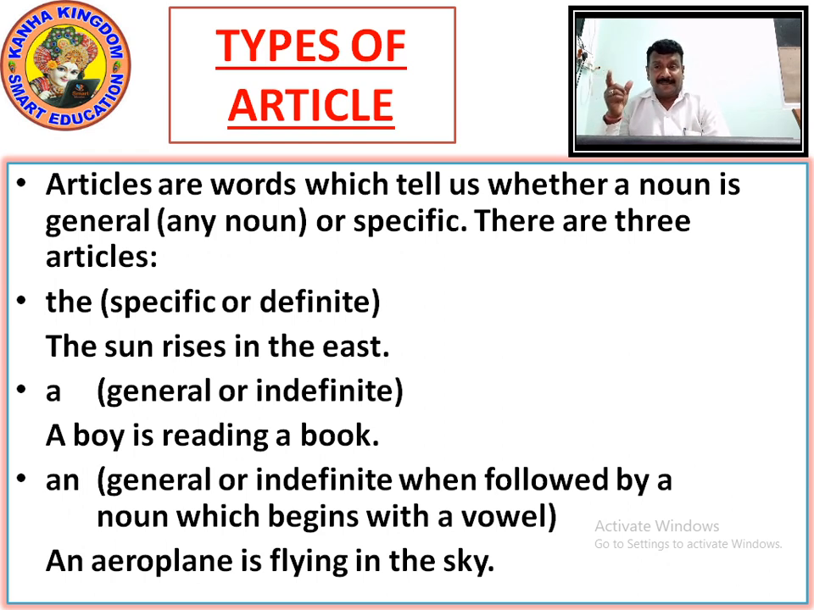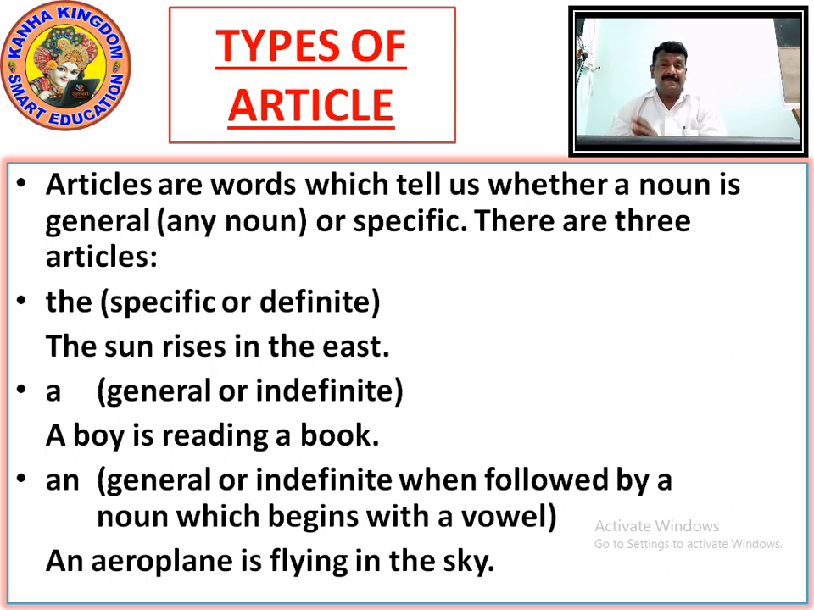So now look into an, A-N: general or indefinite when followed by a noun which begins with a vowel. What are the vowels? A, E, I, O, U. An aeroplane. Whenever a noun begins with A, E, I, O, U, an aeroplane is flying in the sky. Always, an is used before a noun which begins with a vowel A, E, I, O, U.